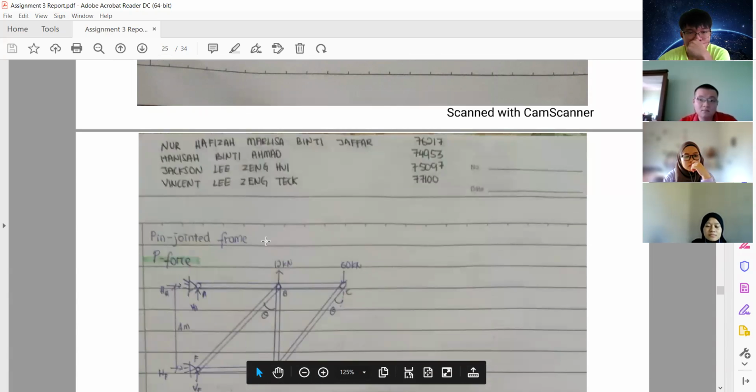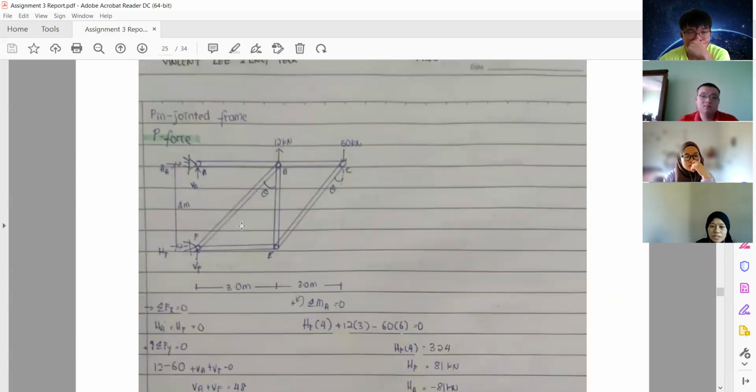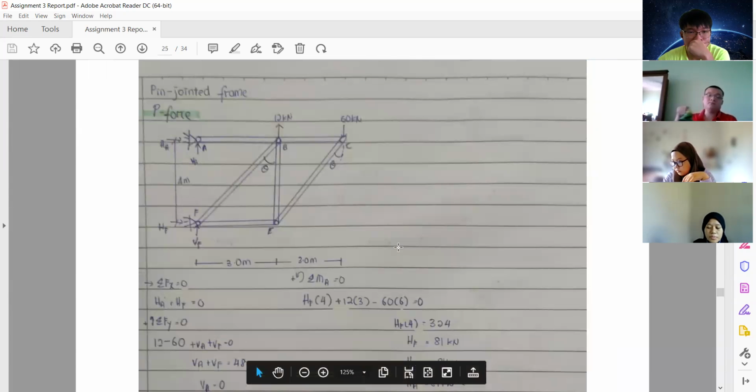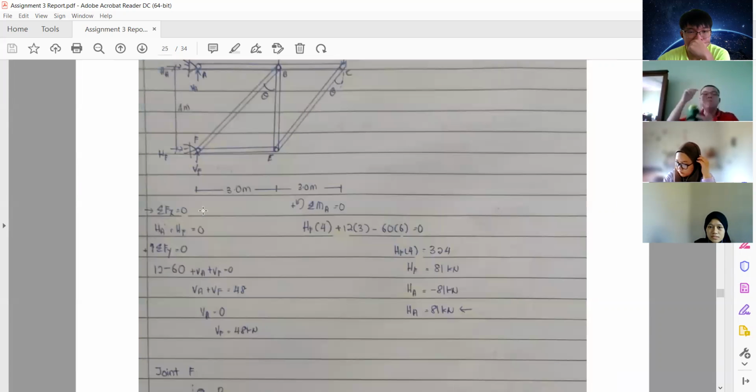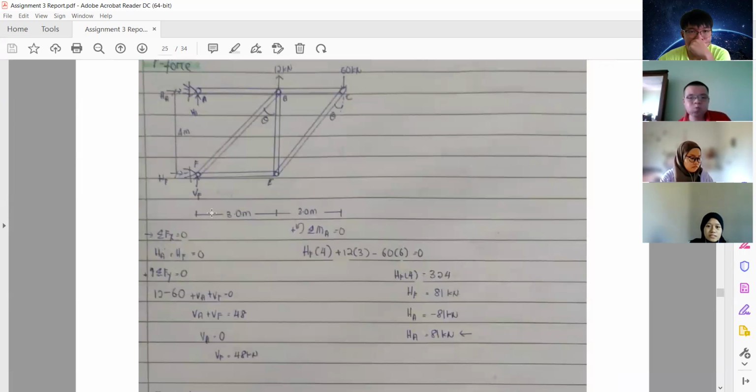And then we continue to the pin jointed frame. First, we need to find the P force. For the pin jointed frame, we need to find the P force for each point, so we need to do it one by one.